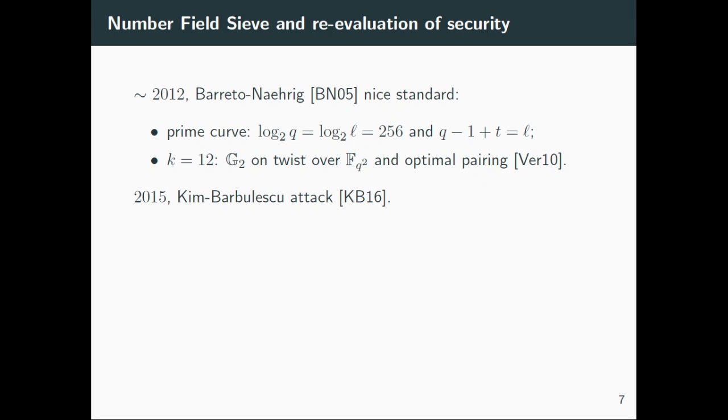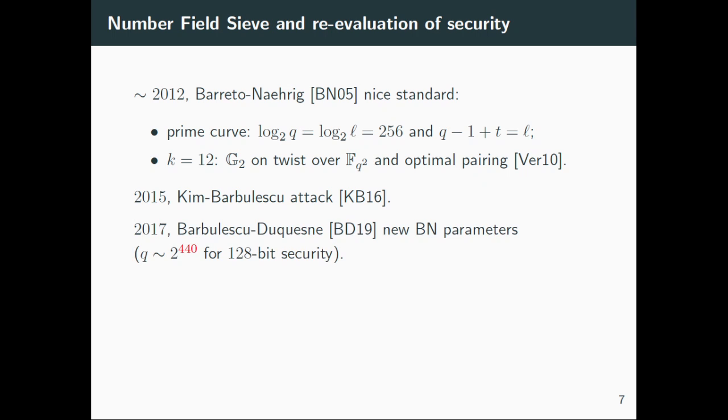In 2015, new variants of the number field sieve for computing the discrete logarithm in finite fields were designed, and the final blow was given by Kim and Barbulescu. So in 2017, Barbulescu and Duquesne gave new parameter sizes for Barreto-Naehrig curves. They estimated that a 440-bit prime q satisfies the 128-bit security level.